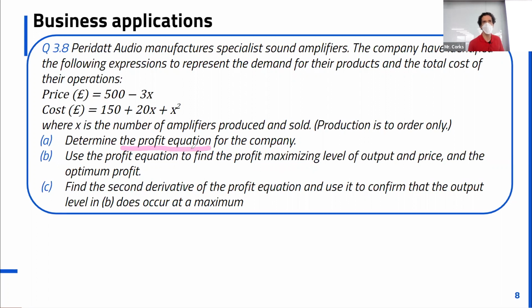It's asking us to find a profit equation and then find the Q value and also the price that will give us the maximum profit, but then also the actual maximum profit. And then part C is just confirming that it's a maximum point. So how do we get the maximum profit and what is the maximum profit given these two things? All right, go ahead. I'll let you try to solve the whole thing.